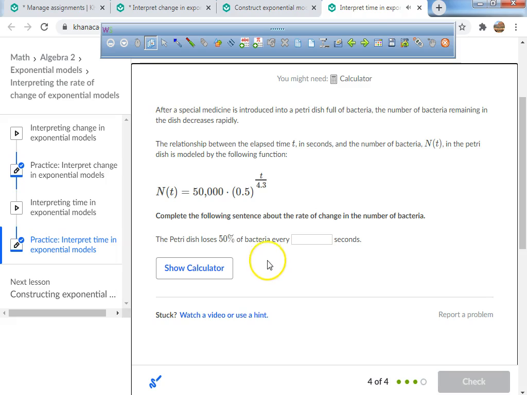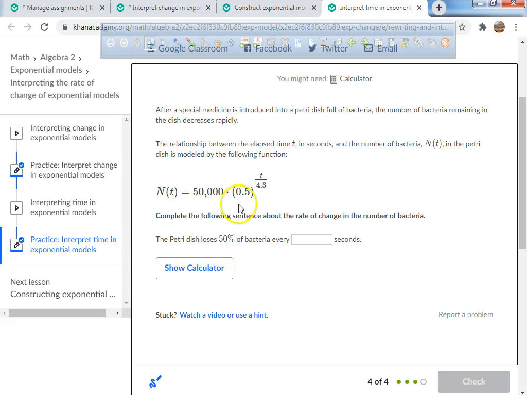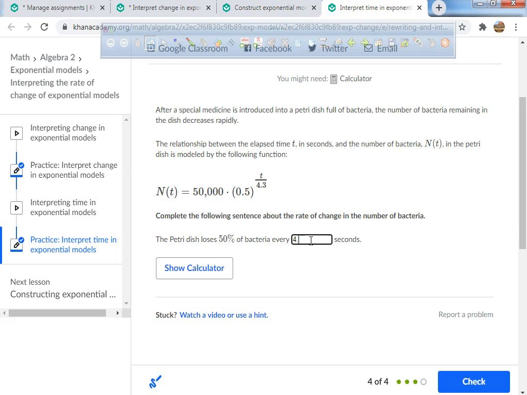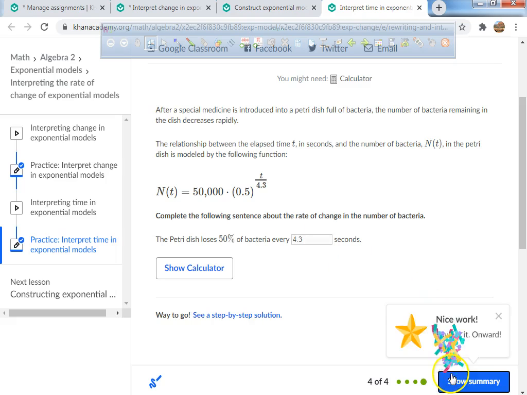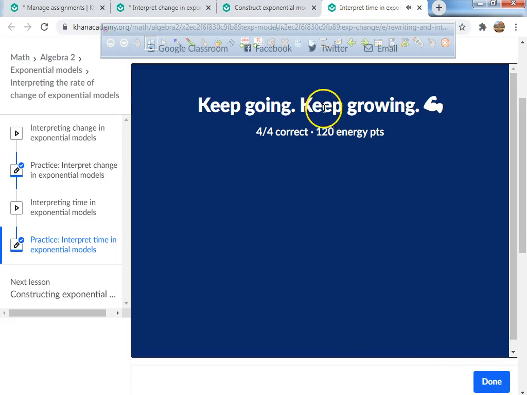Okay? So right here, it's losing 50% because it's keeping 50%. Keeps 50%, loses 50% every 4.3 seconds. So yes, those are pretty easy. Those aren't going to take long.